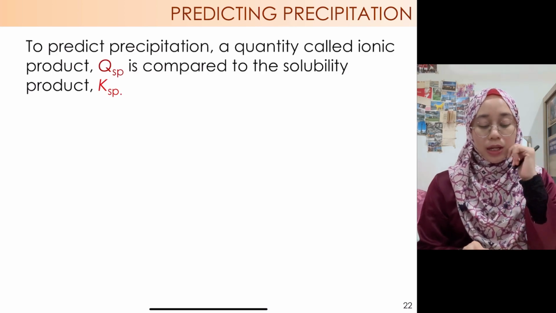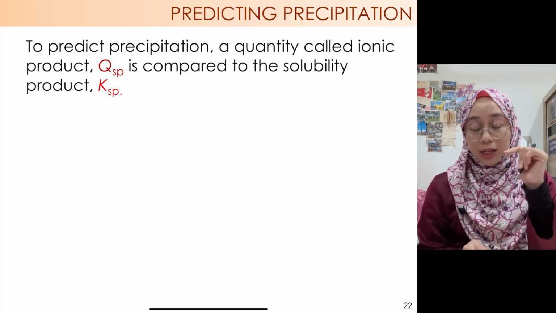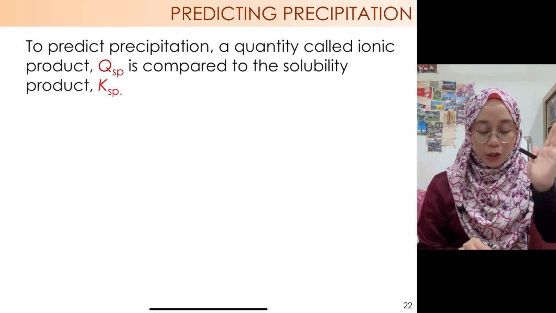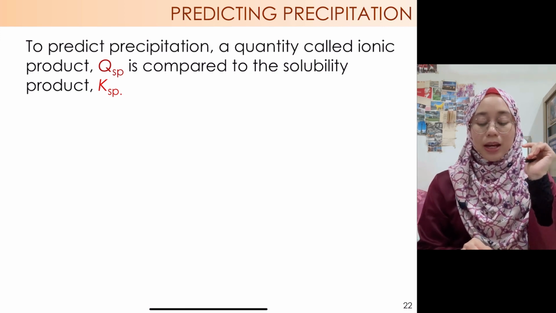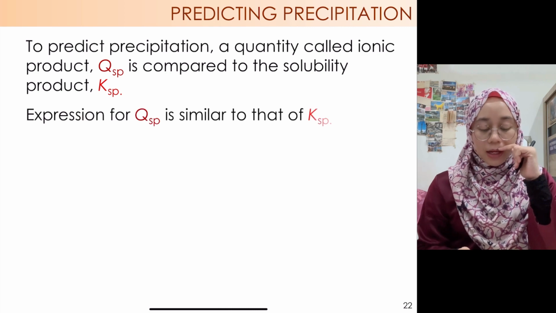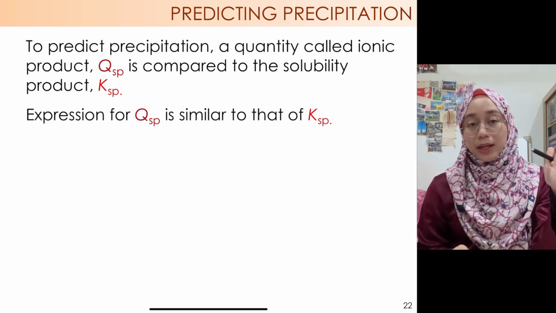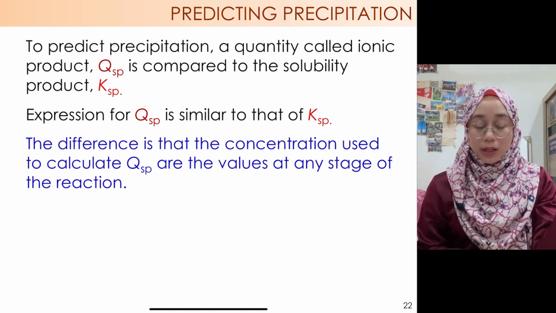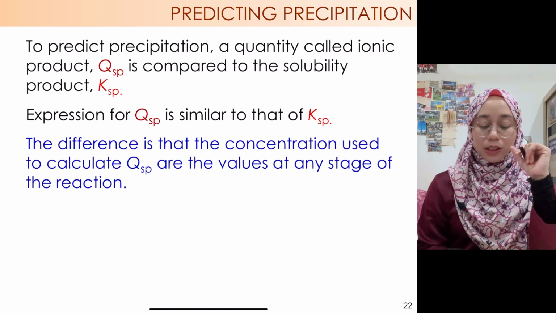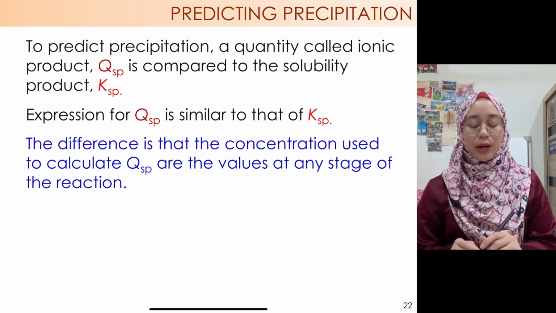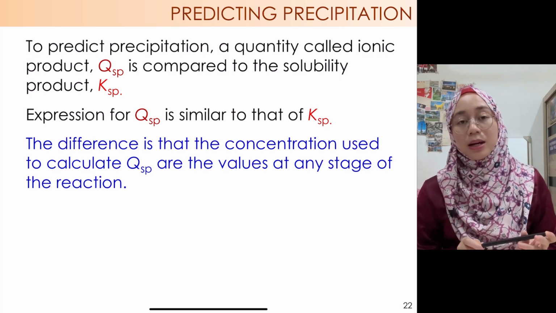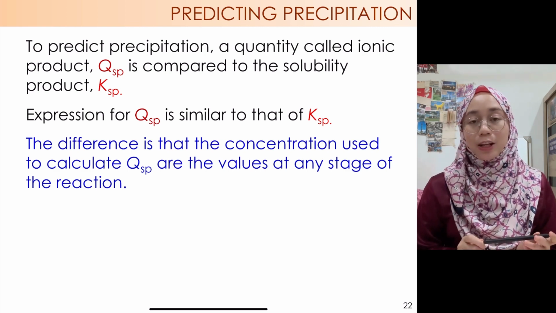Okay, so to predict precipitation, a quantity called ionic product. So QSP dekat sini we call it as ionic product. KSP kita panggil solubility product kan. So QSP kita panggil sebagai ionic product compared to the solubility product. Okay, so expression for QSP is similar to the KSP. So basically the way kita express KSP, that is the way kita akan expresskan QSP juga. The difference is that the concentration used to calculate QSP are the value at any stage of the reaction. Whether the reaction has achieved equilibrium ke ataupun tidak ke, depends lah, kita akan compare nanti kemudian.